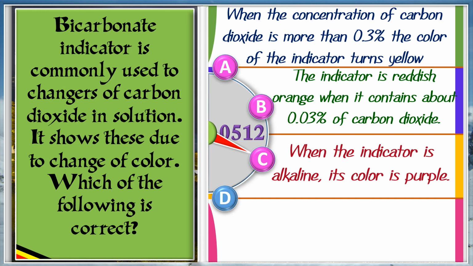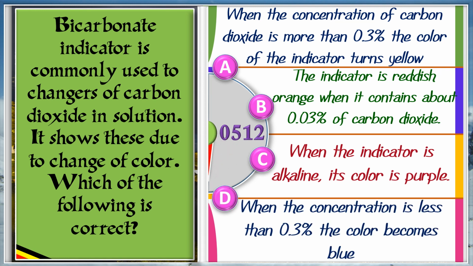C. When the indicator is alkaline, its color is purple. D. When the concentration is less than 0.3%, the color becomes blue. And the answer is B. The indicator is reddish orange when it contains about 0.03% of carbon dioxide.